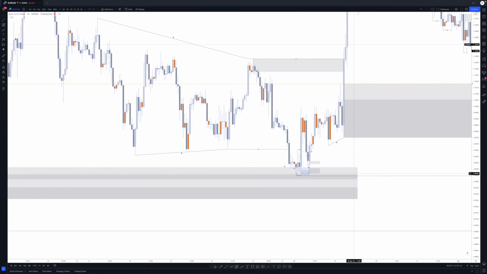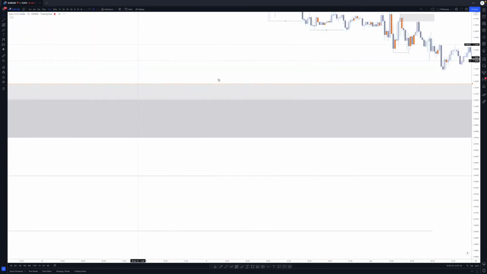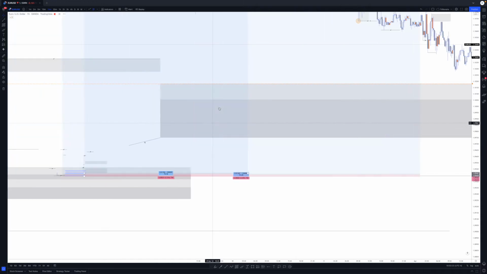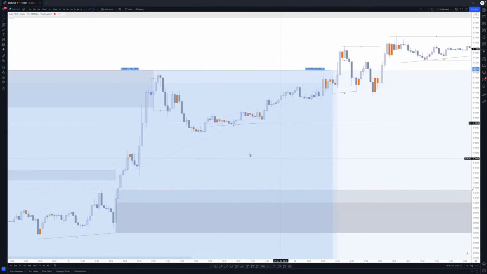On the H1 time frame, essentially we pull into this higher time frame zone here, and I was looking for one thing to take place on the M15 time frame. Now that we're on the M15, let's zoom in just a little bit.